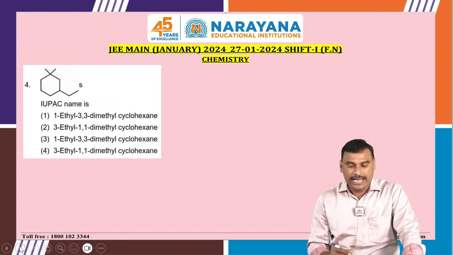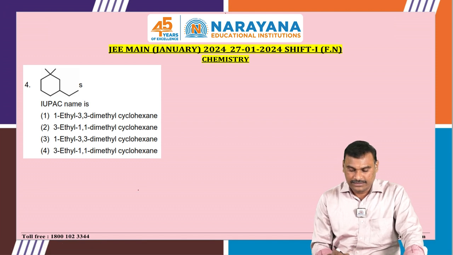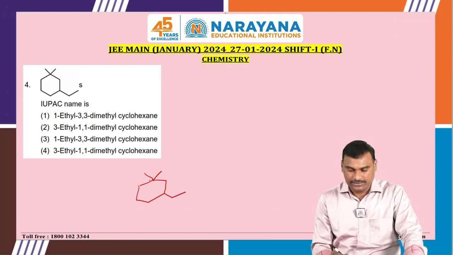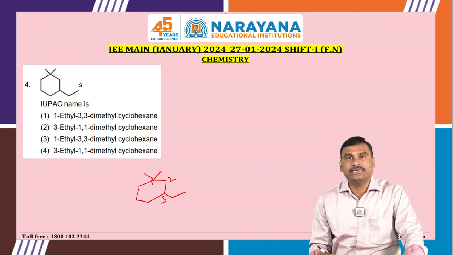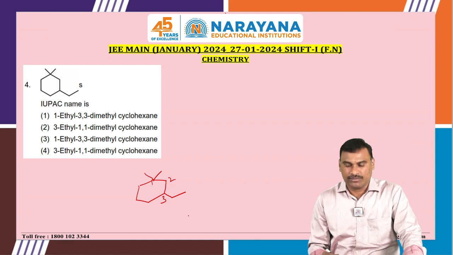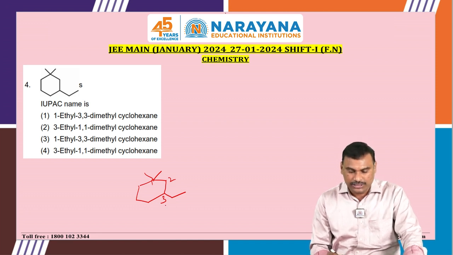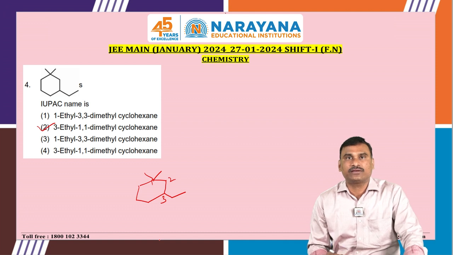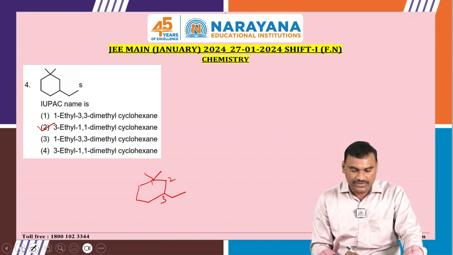Fourth one, IUPAC name. Yes, the given question is, students, 1, 2, 3. Since there is no functional group in the given molecule, according to the lowest sum rule, that is 1, 2, 3, the ethyl group gets the third position and the methyl gets the first position. Therefore, the answer should be 3-ethyl-1,1-dimethylcyclohexane. Therefore, option 2 is the perfect answer for the given question, students. Now, let us go for the next question.